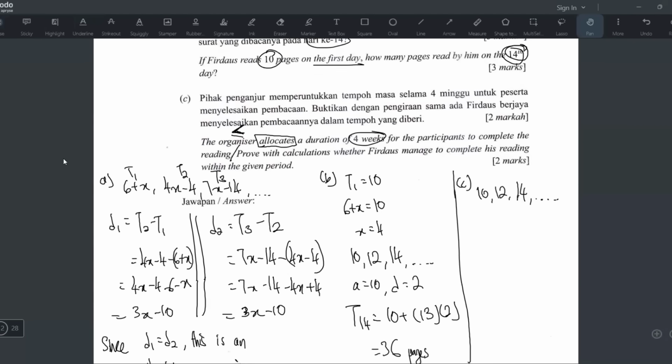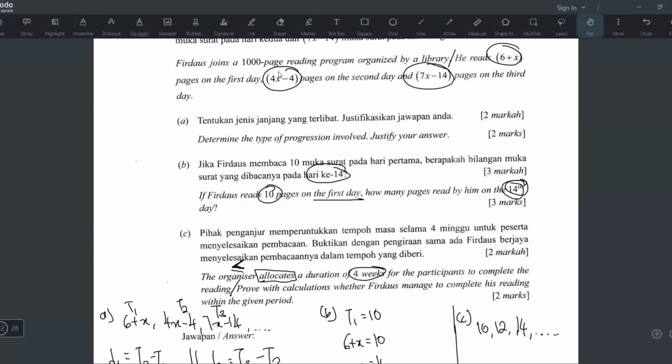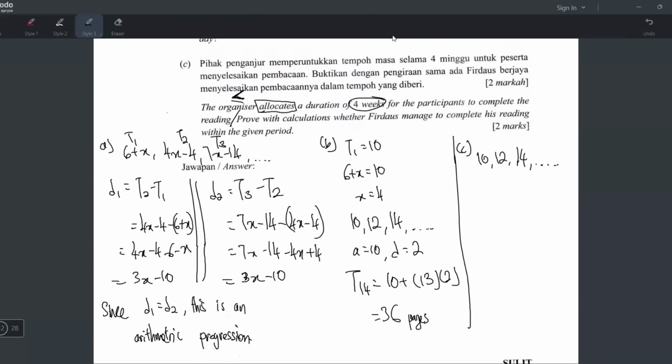I remember this is a 1000 page program, right? So they are asking you whether he can finish 1000 pages within 4 weeks. So what you have to do is, this one is for first day, second day, third day, so we have to change this to number of days. 4 weeks is how many days? 28 days, right? So what I will do is find the S28 lah, and then check whether our answer is more than 1000 or less than 1000.